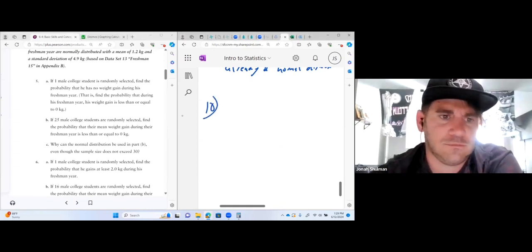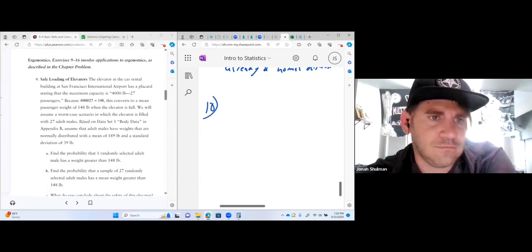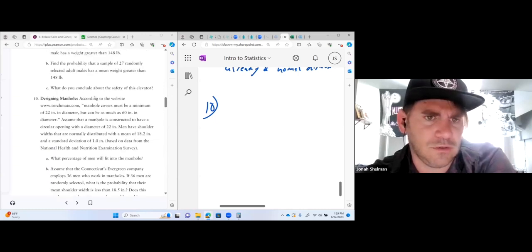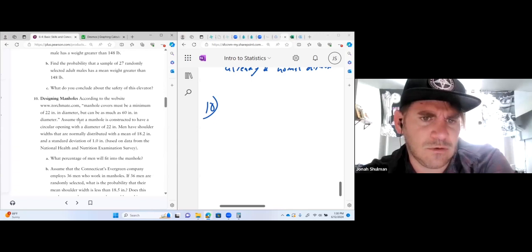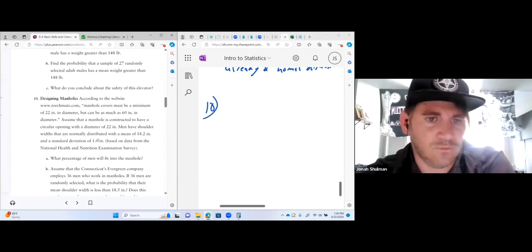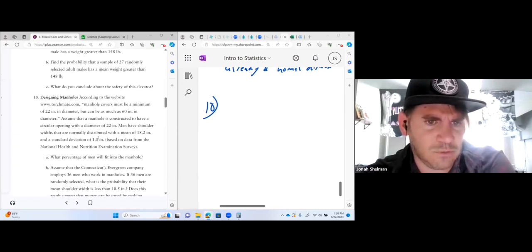Here's number 10. Involve applications to ergonomics as described in the chat. Okay, I'll do my best. According to the website torchmate.com, manhole covers must be a minimum of 22 inches in diameter, but can be as much as 60 inches in diameter. Assume that a manhole is constructed to have a circular opening with a diameter of 22 inches. Men's shoulder widths are normally distributed with a mean of 18.2 inches, a standard deviation of 1 inch. Based on the data, what percentage of men will fit into the manhole?